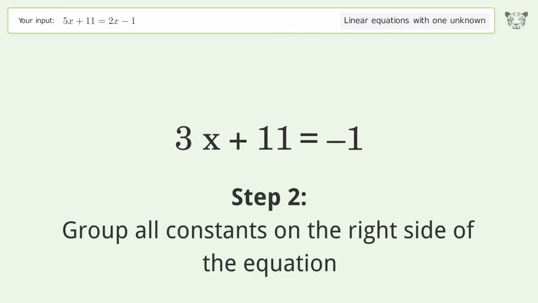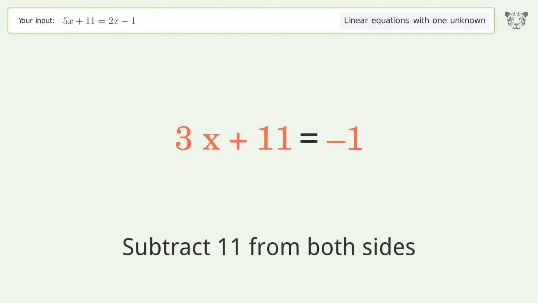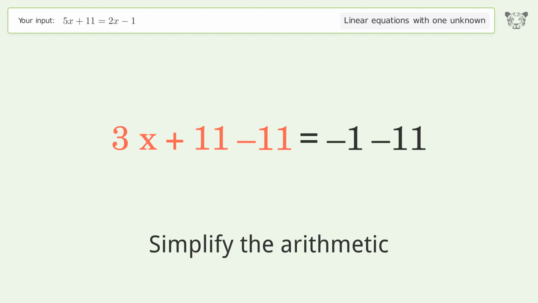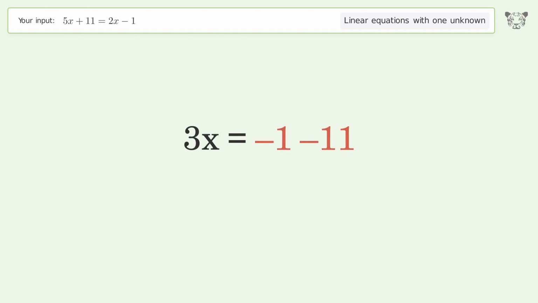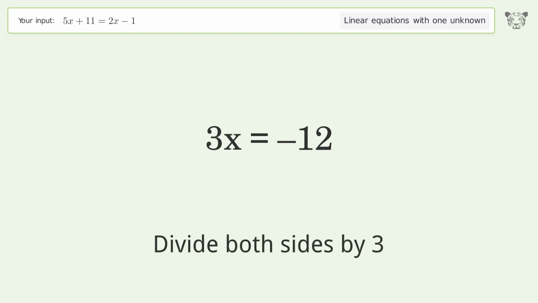Group all constants on the right side of the equation. Subtract 11 from both sides. Simplify the arithmetic. Isolate the x. Divide both sides by 3.